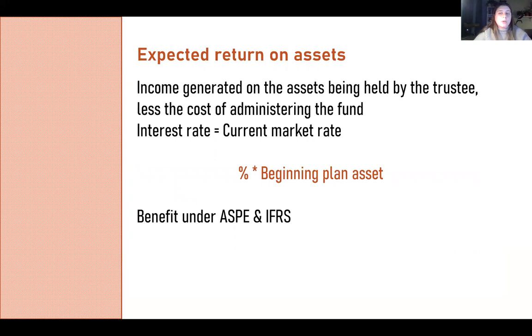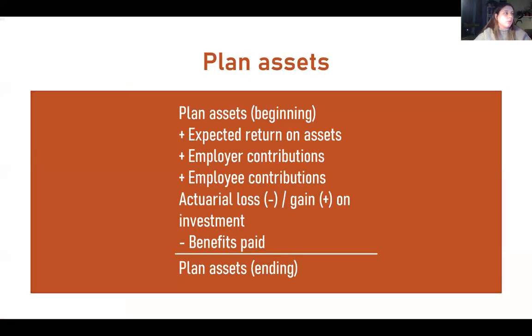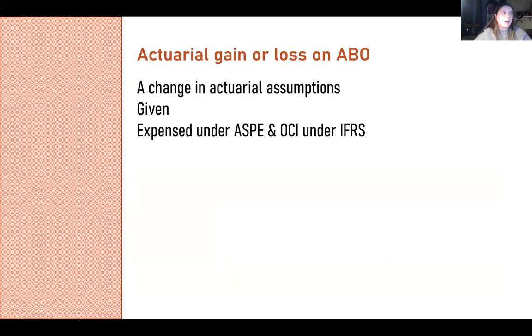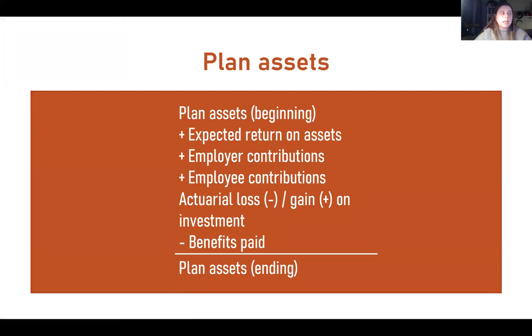Your expected return on assets. What's the difference between actuarial reevaluation and actual return? So your actual loss or gain on investment, and this here, gain or loss on ABO. Basically your actuarial reevaluation on ABO is what the actuaries have calculated for your ABO, and your actual return is what you're actually going to get back during the year.